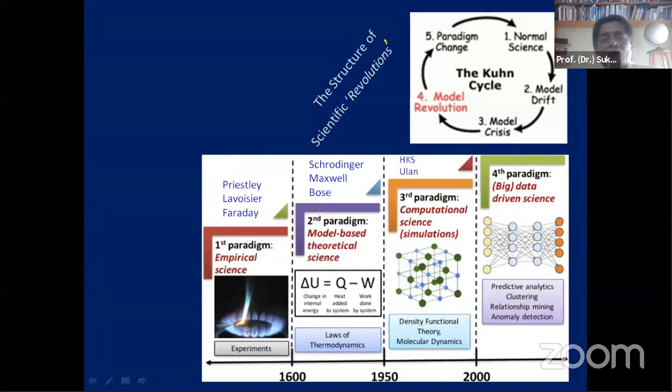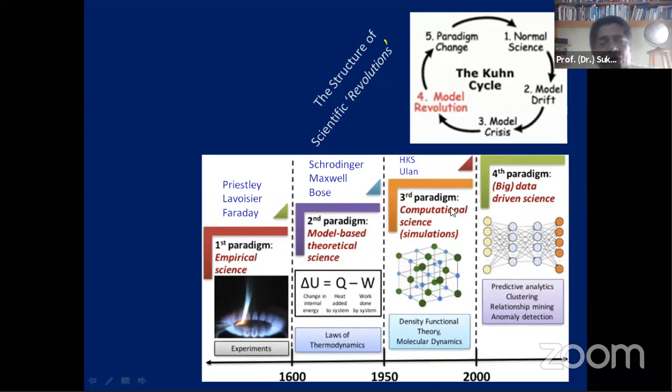And as time progresses, as the Honorable Vice Chancellor pointed out, the paradigms have changed. For example, initially there was the trial and error paradigm, or empirical science. And by no means was that anything less. At that time, that was the cutting edge of science. People like Priestley, Lavoisier, Faraday, that was their modus operandi. Then came the second paradigm of model-based theoretical science. An example could be the first law of thermodynamics. And again, Schrodinger, Maxwell, Bose, they are contributors in this paradigm.